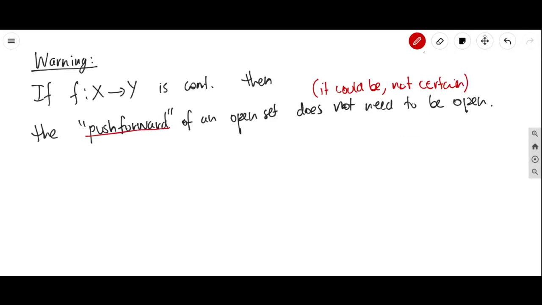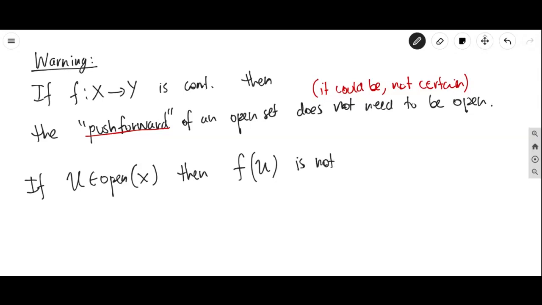So what do we mean by the push forward? Here's what we mean. If U is an open subset of X, now we're going in the other direction. Continuity is with pullbacks: the pullback of an open set is open. But the push forward version does not work. If U is open in X, then F of U, the push forward, is not necessarily open in Y.